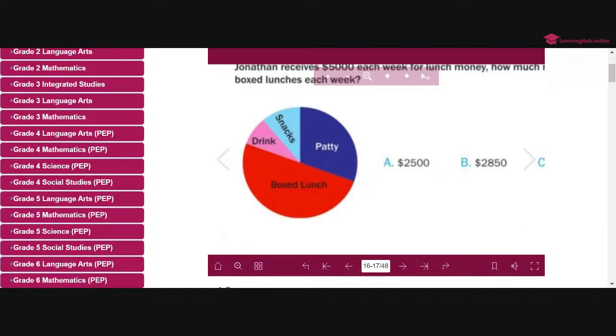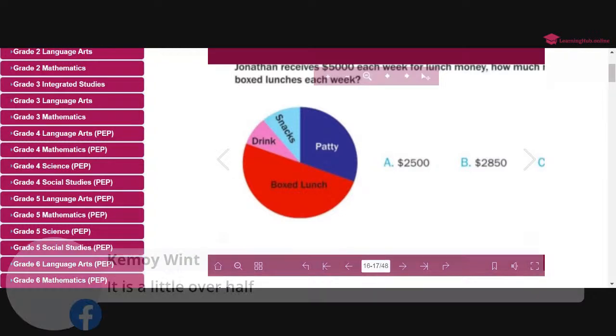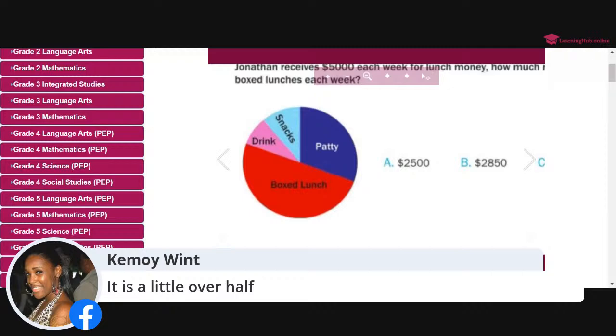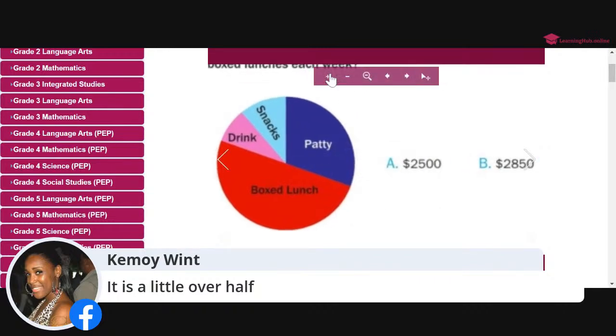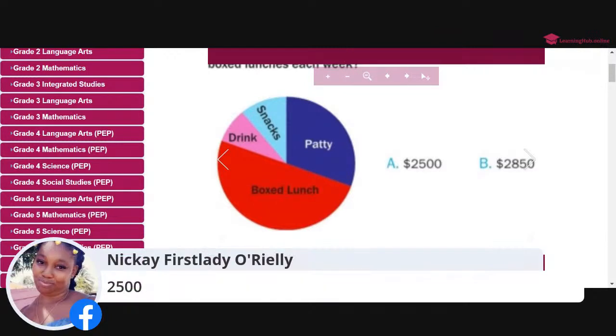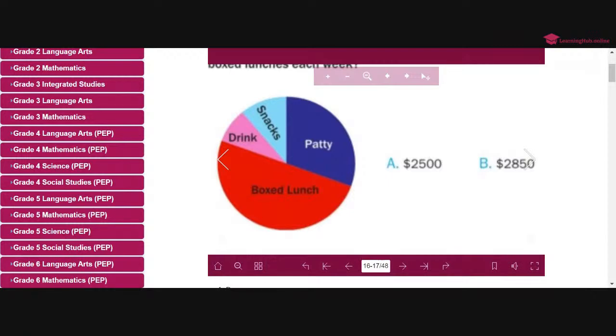Guys, tell me why now. I'm just saying 2,500. Yes, Kemoy, this is what I want to see. It's a little over a half. Okay, I am zooming in. I hope you guys can see. Guys, you need to get the book because that's what we're working with in this class. Don't depend on me to come and pull up the diagrams and stuff. We're working with the books. So tell your parents to get the book for you.